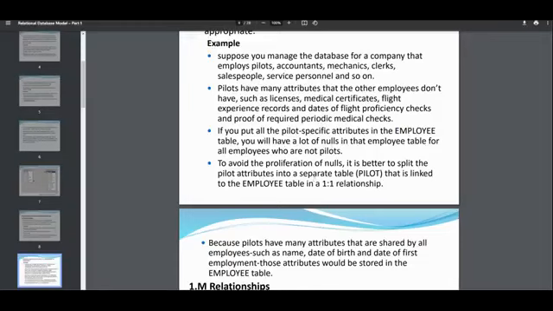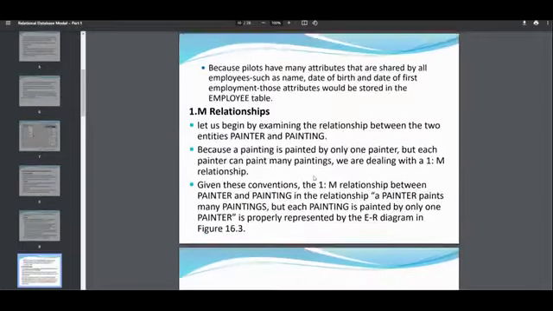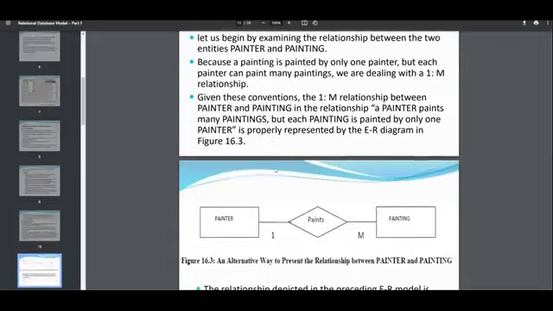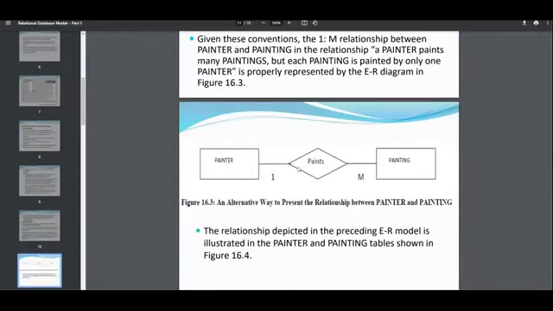Okay, then one-to-many relationship types. Previously we mentioned these things, right? The entities, relationships, and the relationship type can be found here. Here, for one, it is only mentioning one painter, multiple paintings, right?